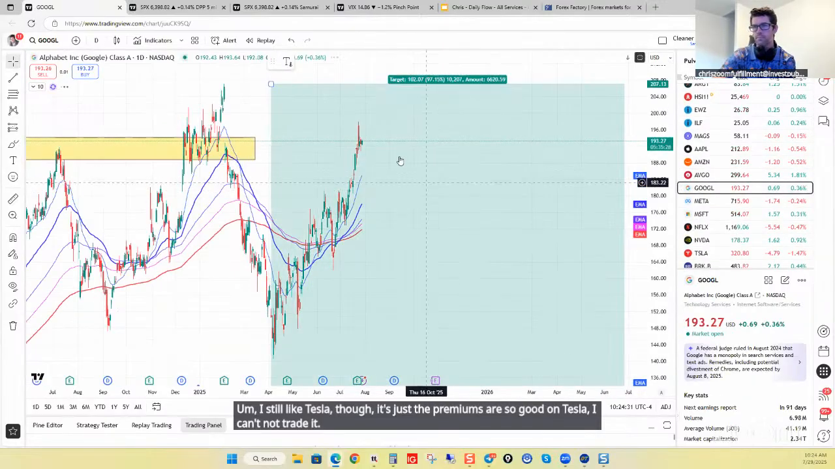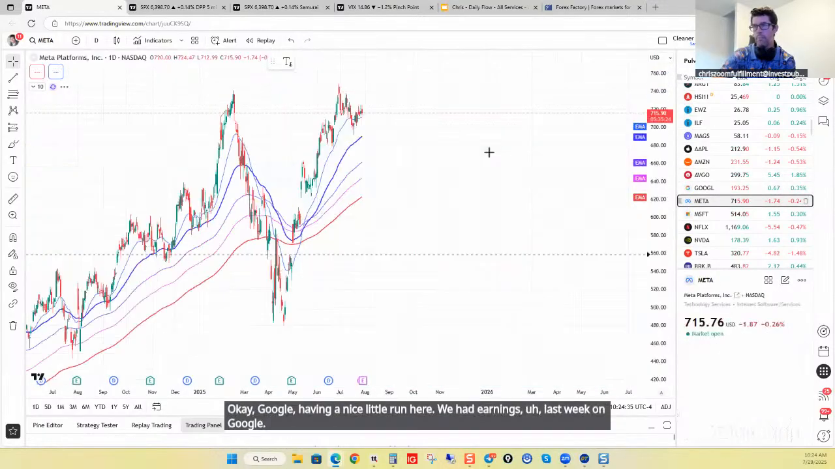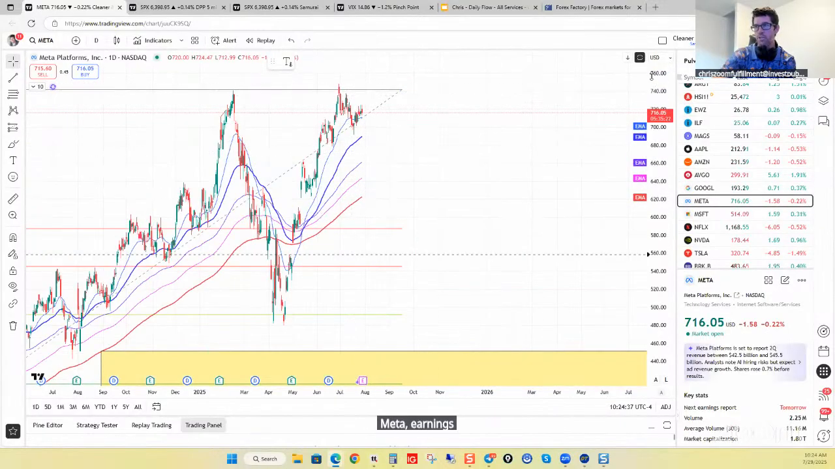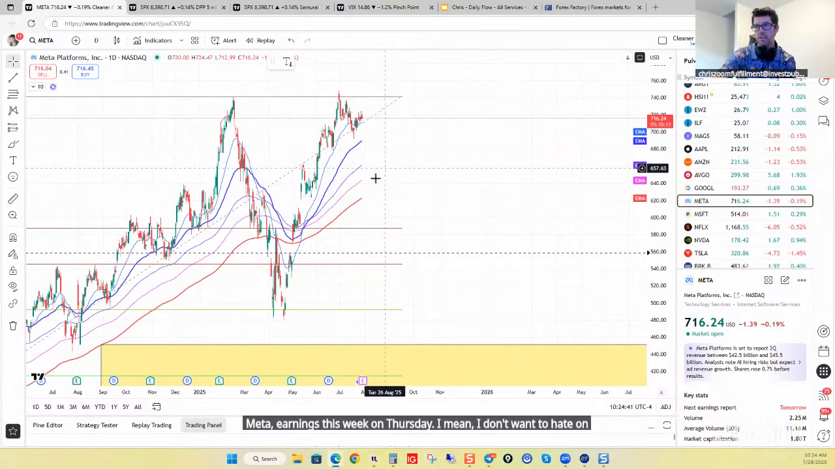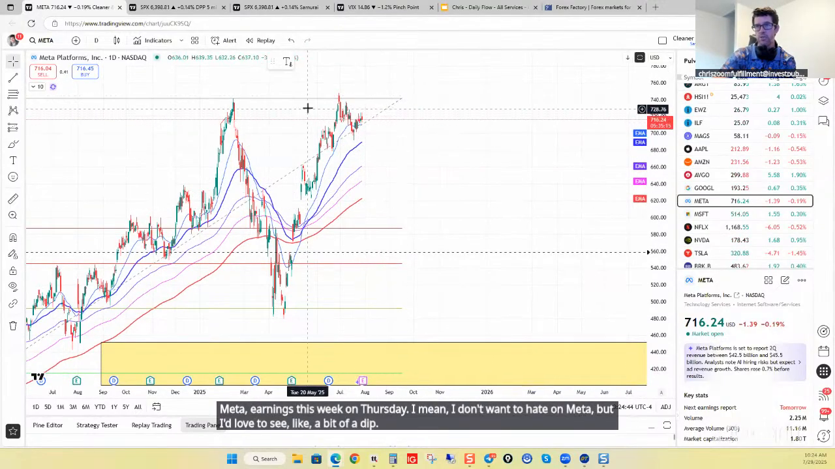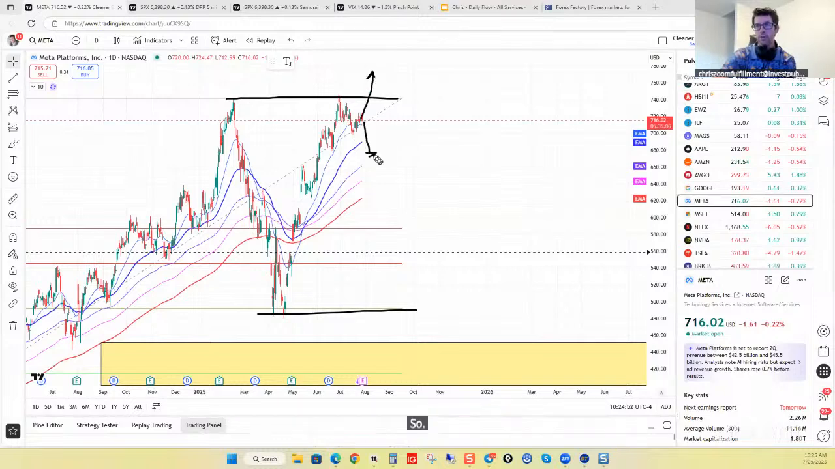Okay, Google having a nice little run here. We had earnings last week on Google. Meta earnings this week on Thursday. I don't want to hate on Meta, but I'd love to see a bit of a dip. I wouldn't mind getting a dip to trade this as a range. If we have highs and lows, part of me thinks that it's just going to go higher though. So any dip is probably good for Meta to go back up.